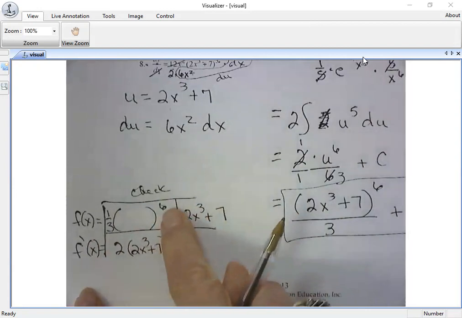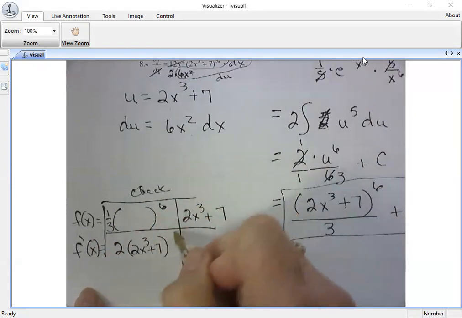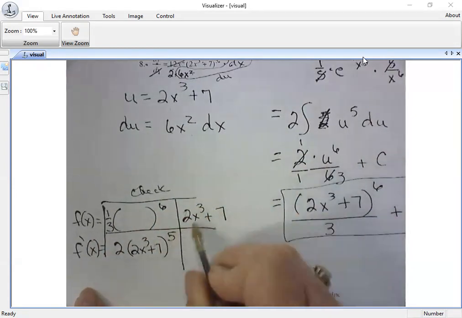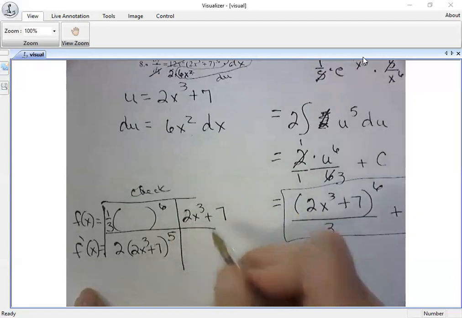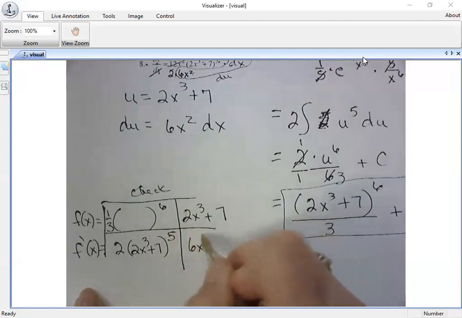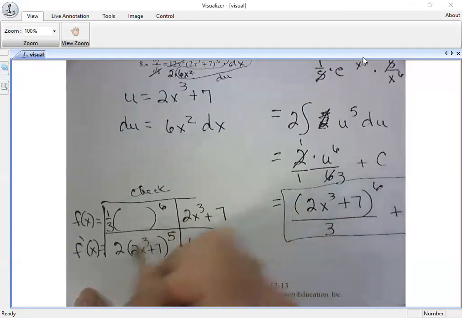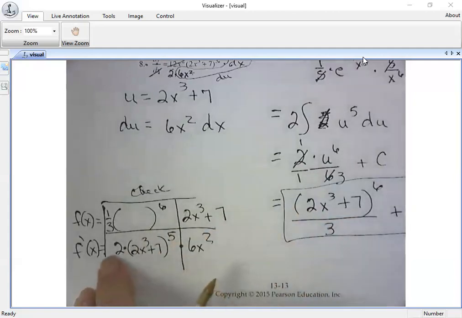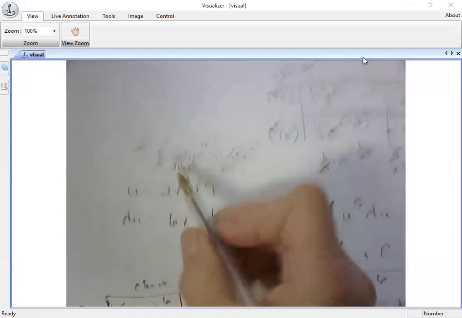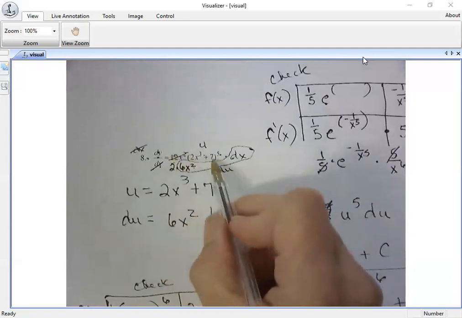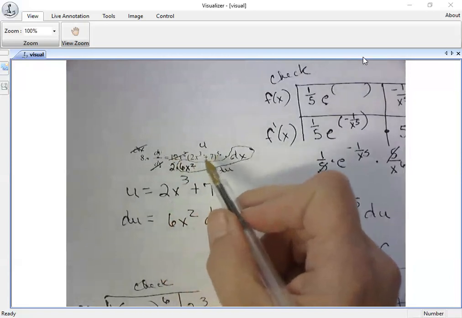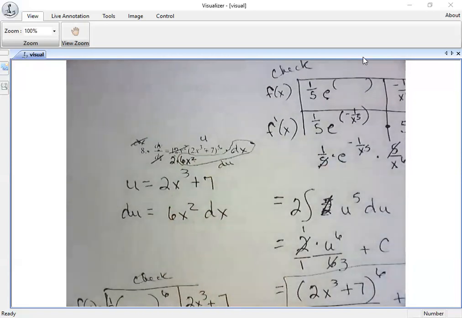And what's my new exponent when I differentiate? 5. And then how do you differentiate 2x cubed plus 7? And remember, these are all being multiplied together. If I multiply 2 times 6x squared, that turns into what? 12x squared times this to the 5th power. It works. Okay, so those are your examples.